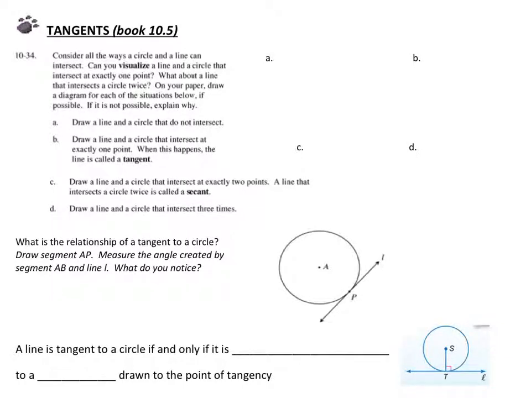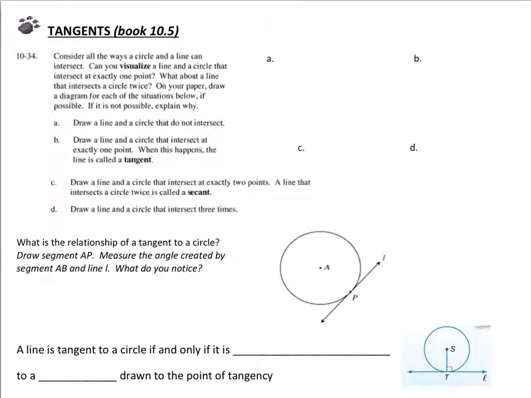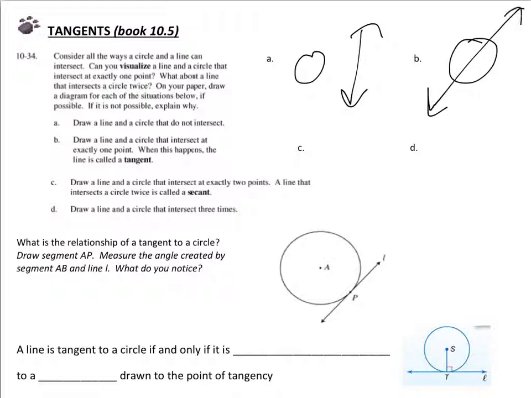Okay, looking at tangents today. First of all, an example, to follow what the lesson is talking about here: draw a circle with a line that does not intersect it. When we do that, we have no intersection. Now, if I was to draw a circle with a line that intersected it twice, it would look like that, with its two intersections there.